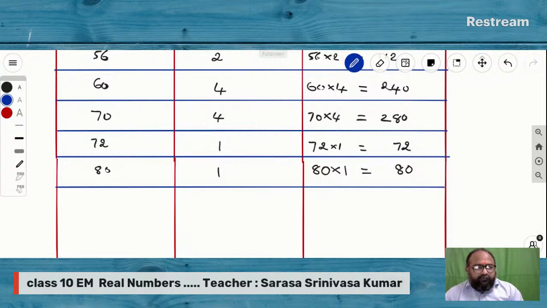Next, 88 marks. How many students got 88 marks? 88 marks are obtained by two students. That is, each student has got 88 marks. Only two students got 88 marks. So total marks obtained equal to 88 multiplied by 2, that equal to 176.